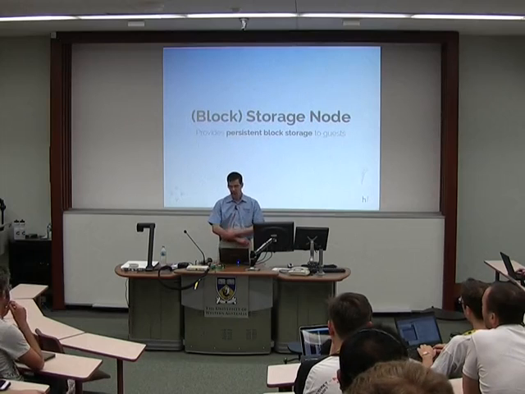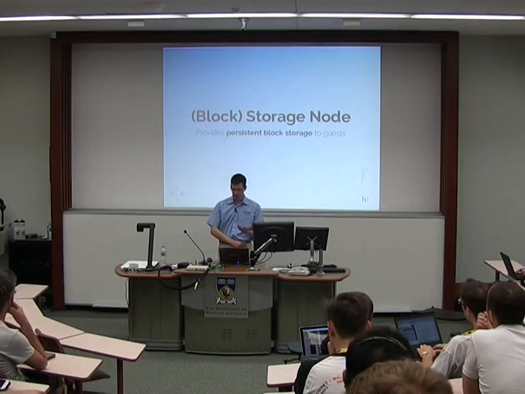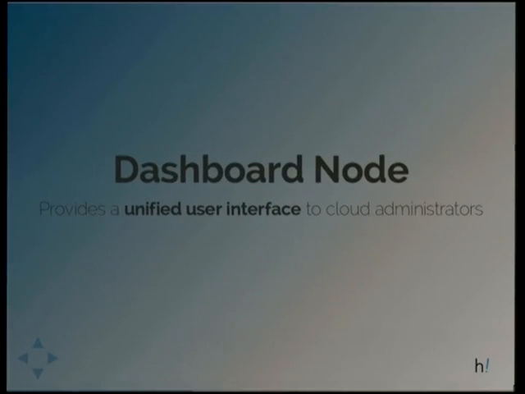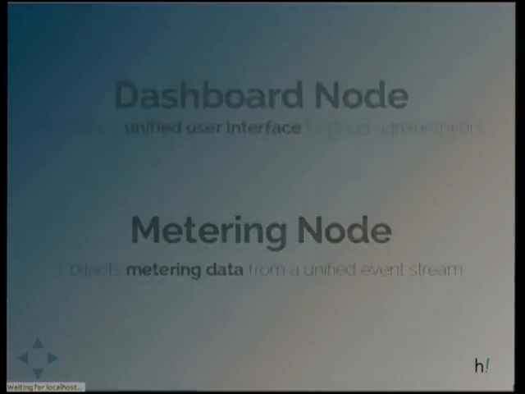And then we have a few others. For example, we might have a block storage node that provides or manages the provision of persistent block storage to your guests. We might have a separate dashboard node, which provides a unified user interface to your cloud administrators via the OpenStack dashboard, aka Horizon. It is not uncommon for this node to be composed with the API node role on the same box, because you basically expose all of that on the public network.